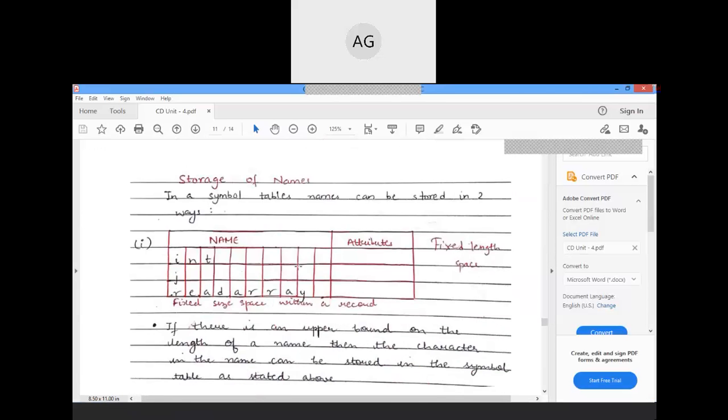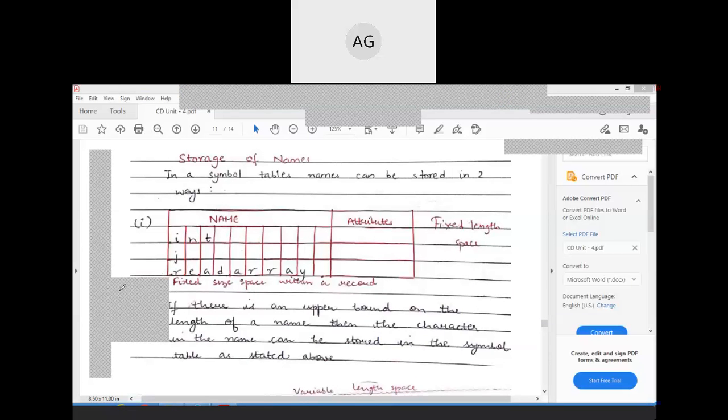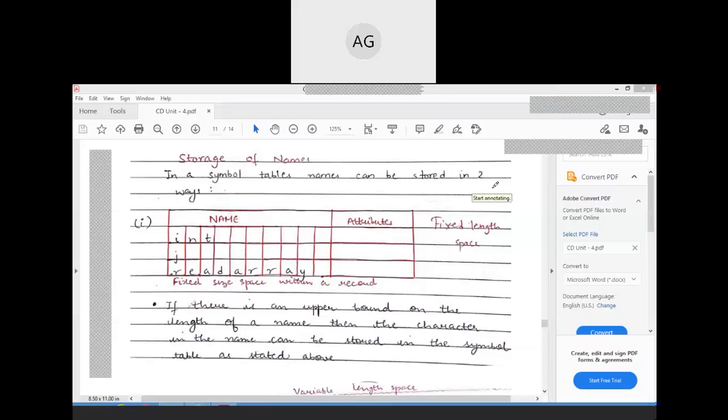So moving on, now the storage of names. So how are we going to store the names in the symbol table? In a symbol table, names can be stored in two ways. First is the fixed length space. The name is there, and based on this the corresponding attributes are there. So if there is an upper bound on the length of the name, then the characters in the name can be stored in the symbol table as stated above. So you can also use this type of storage. Its name is fixed length space.